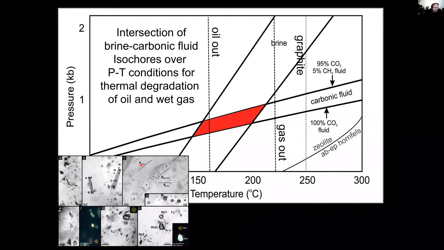So using the end member compositions, the brine and the CO2 methane inclusions, we've come up with a window of entrapment for this immiscibility assemblage between about 150 and 200 degrees, and quite low pressure, less than a kilobar. This is data from the east arm of Great Slave Lake. And just to point out that that's actually the window that we go through in temperature space when oils are destroyed. So the intersection of that brine and carbonic fluid isochores are consistent with the PT conditions for the thermal degradation of heavier hydrocarbon phases. So another point to keep in mind.